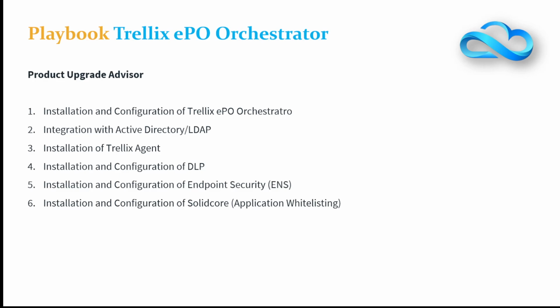Later on, we will move forward with the Trellix agent deployment. And then we will deploy our Trellix DLP, from where you can whitelist your hard drives. You can block the DVD or the mass storage. Then we will proceed to endpoint security, and at the end, we will go for Solidcore, which is also called application whitelisting.